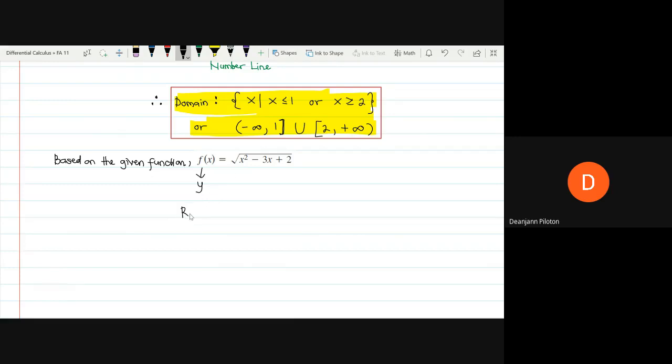So therefore, ang imong range is 0 up to positive infinity. So, included ang 0, that's why naka-bracket siya, parenthesis ang infinity. So, kani ang answer for your range. Naklaro ba, class, ang sa range? Hello? Yes po.